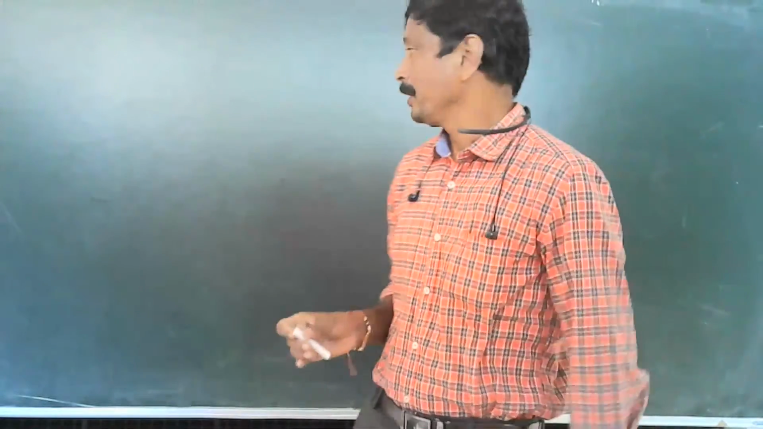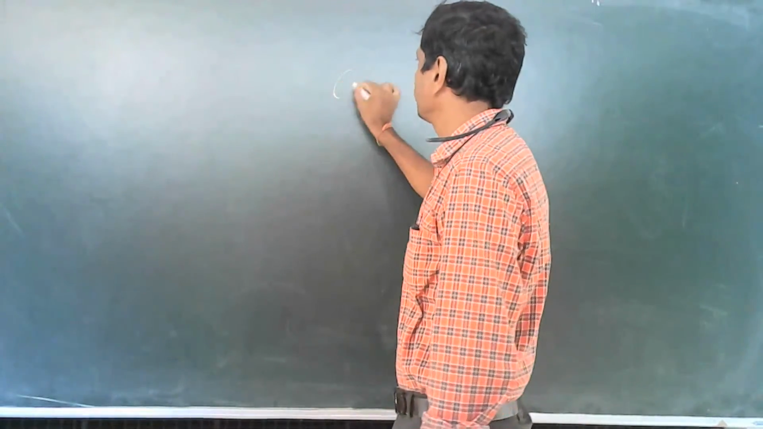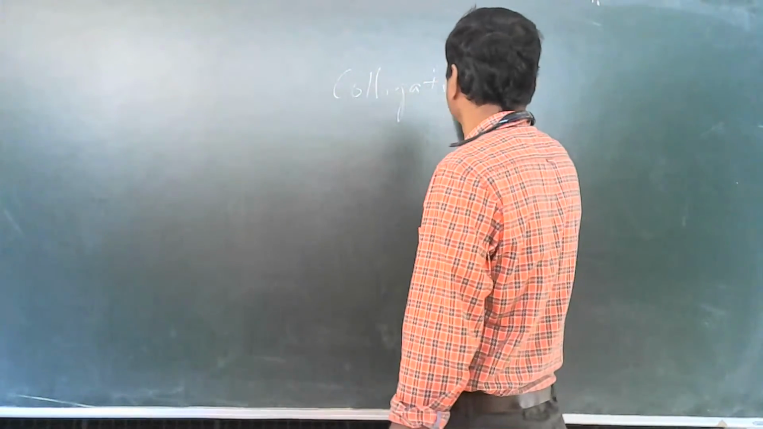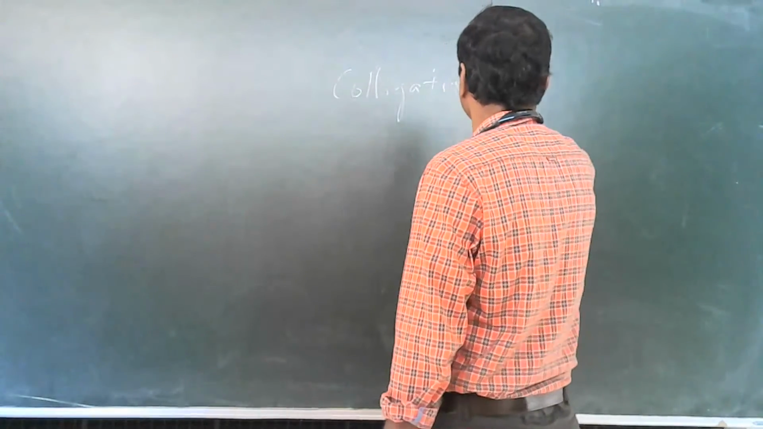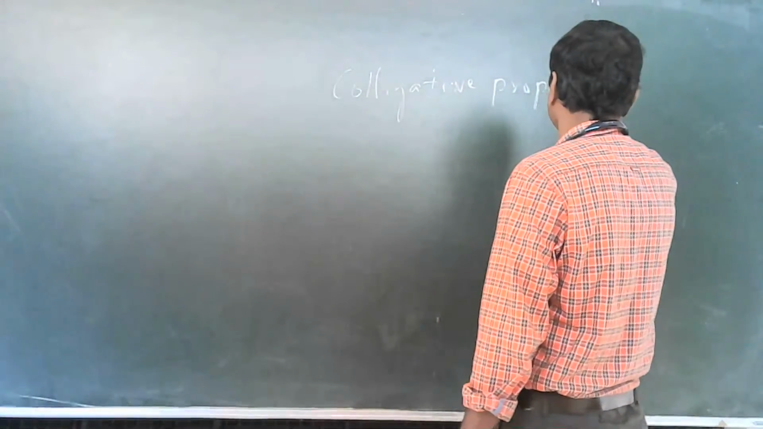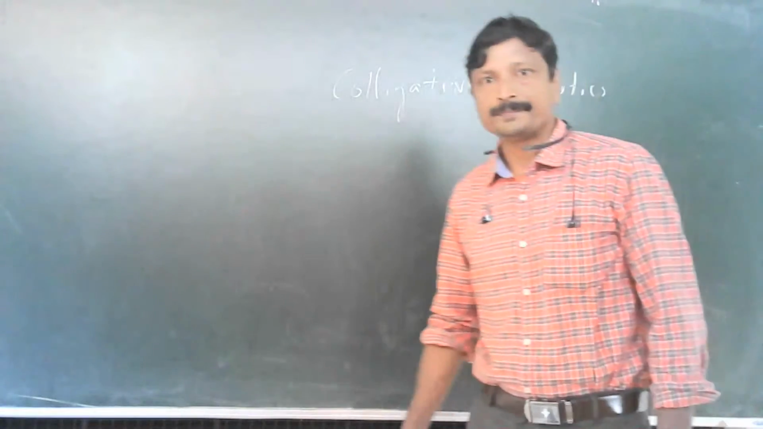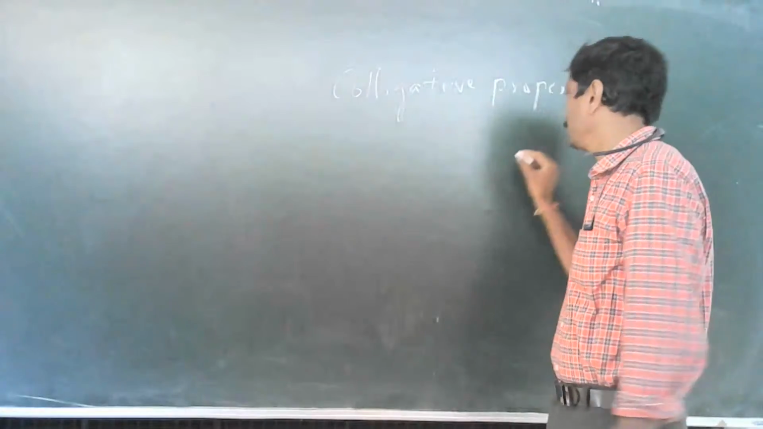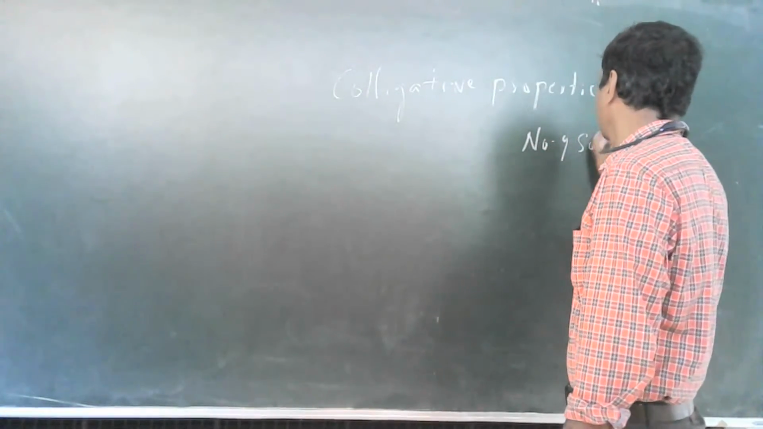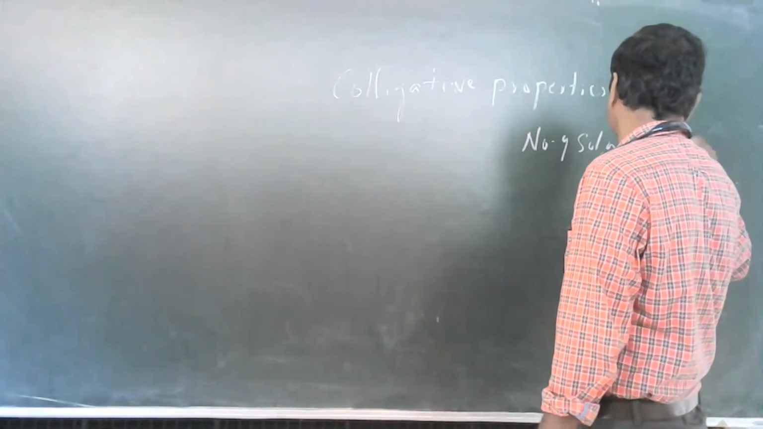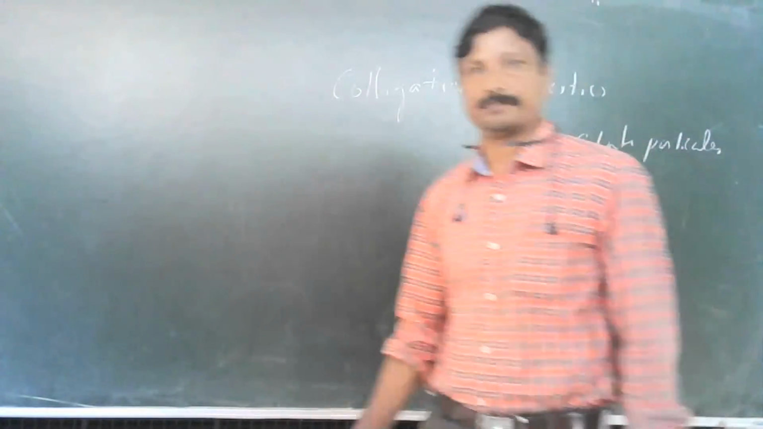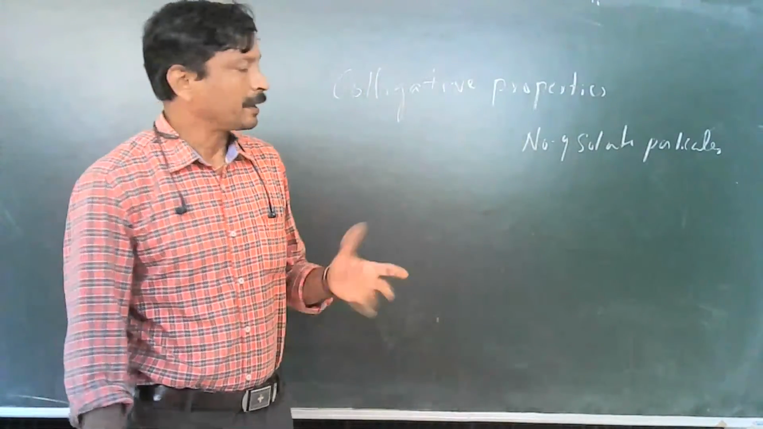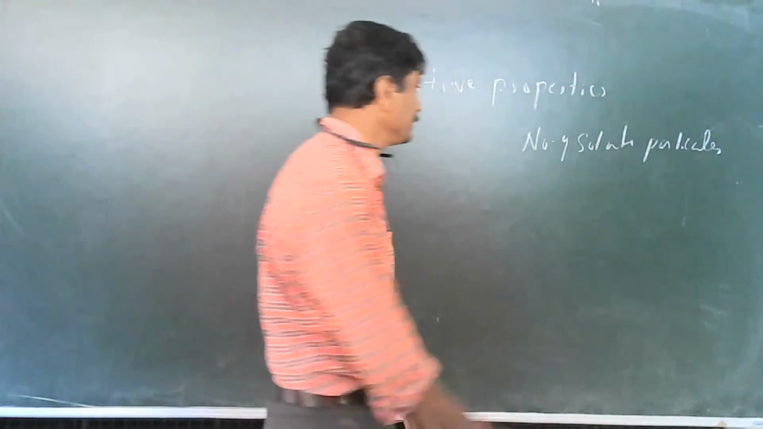In the last class, we discussed what colligative properties are. What are colligative properties? The properties of a dilute solution which depend upon the number of solute particles, not on its nature. This we discussed in the last class. There are four colligative properties. What are they?